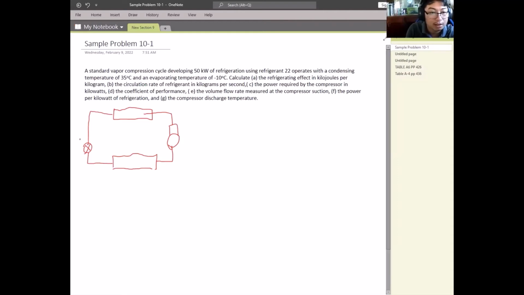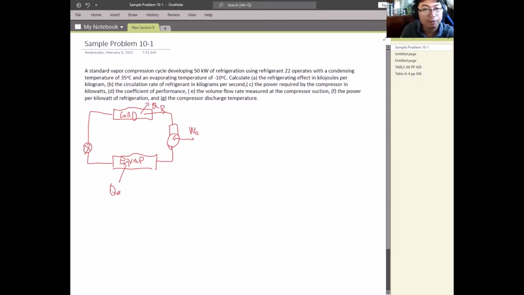So we all know that the pump is the heart of the system. It pumps the refrigerant, so it needs power. We will call this the work of the compressor. The heat will be absorbed in the evaporator and will be rejected in the condenser.